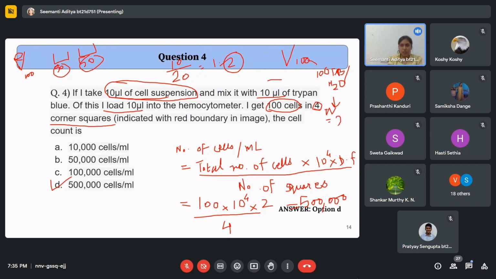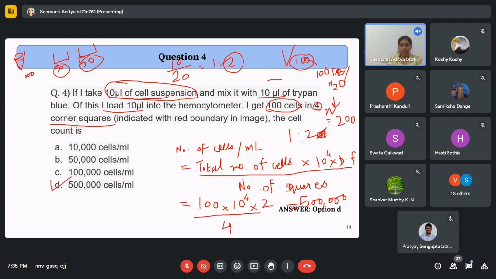Total volume is 200. In this 200 microliter volume, how much is your cells? 100 microliter of cells is available in 200 microliter volume. So dilution is 1:2, because in 200 microliter of total volume we have 100 microliter of cells. That is the ratio, 1:2, not 1:200. Always dilution has to be calculated with the total volume.